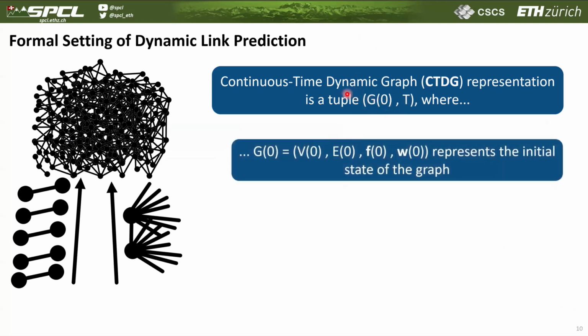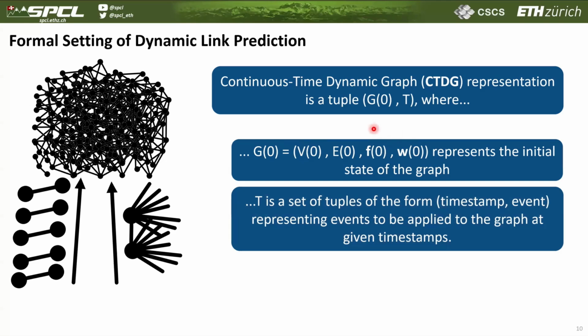(G0, T), where G0 is the initial state of our graph. So G in general means a graph here, and we model a general graph as a tuple consisting of a set of vertices V, set of edges E, and F and W that represent our feature vectors that we assign to vertices and to edges. And then the 0 indicates that we just consider the initial state. Now, the second part of the whole CTDG representation is T, and T is basically a set of tuples of the form timestamp, event. Right? So this is our history of updates. That's what we use to model all the events that the graph has witnessed and their corresponding timestamps at which these events took place.